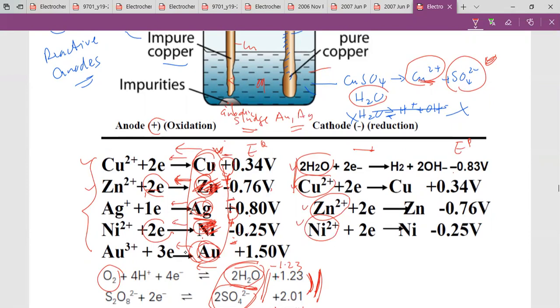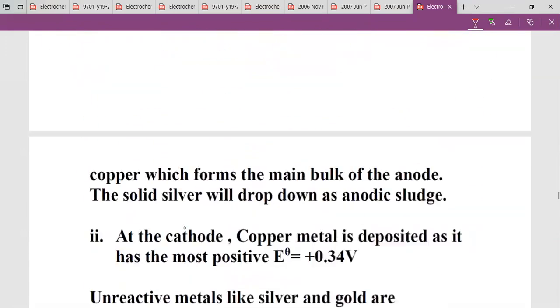Nickel is negative. So which is easier to be discharged? Copper, because it's positive. It's the most feasible, so copper is deposited. And zinc 2 plus and nickel 2 plus are all left behind in the solution. Got it? Now, let's see how you answer the question here.